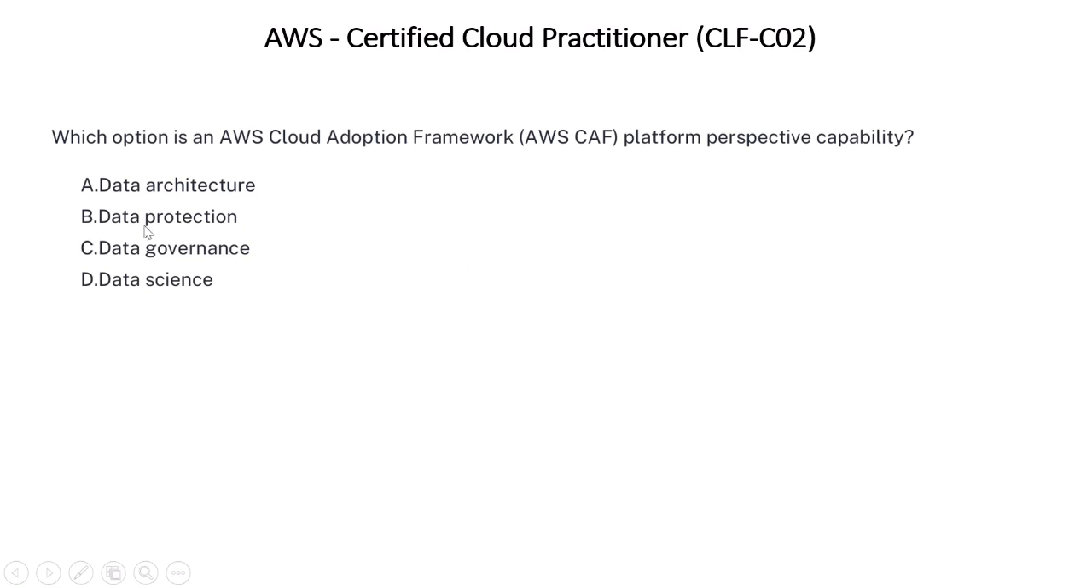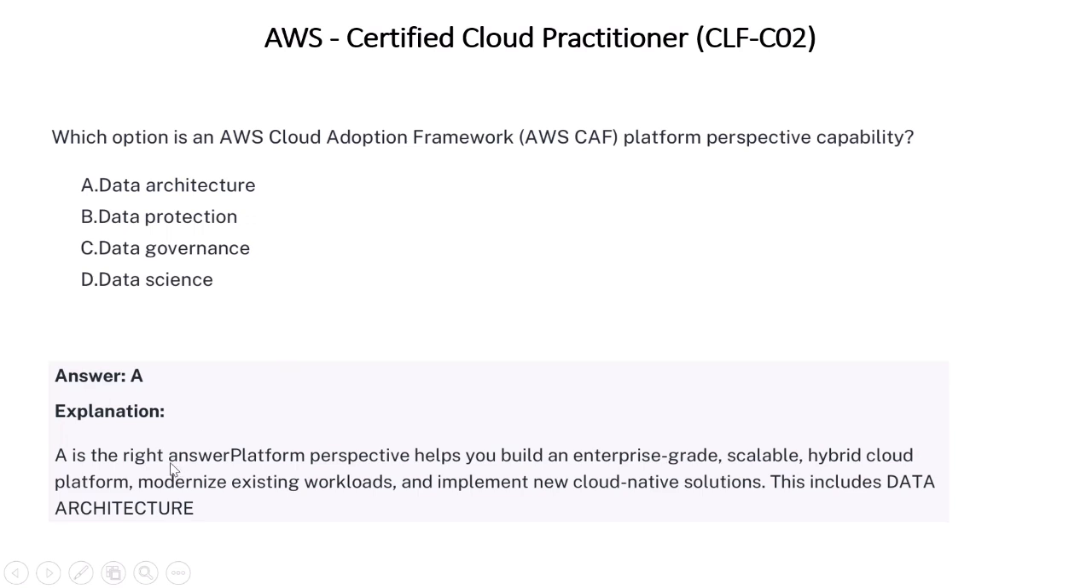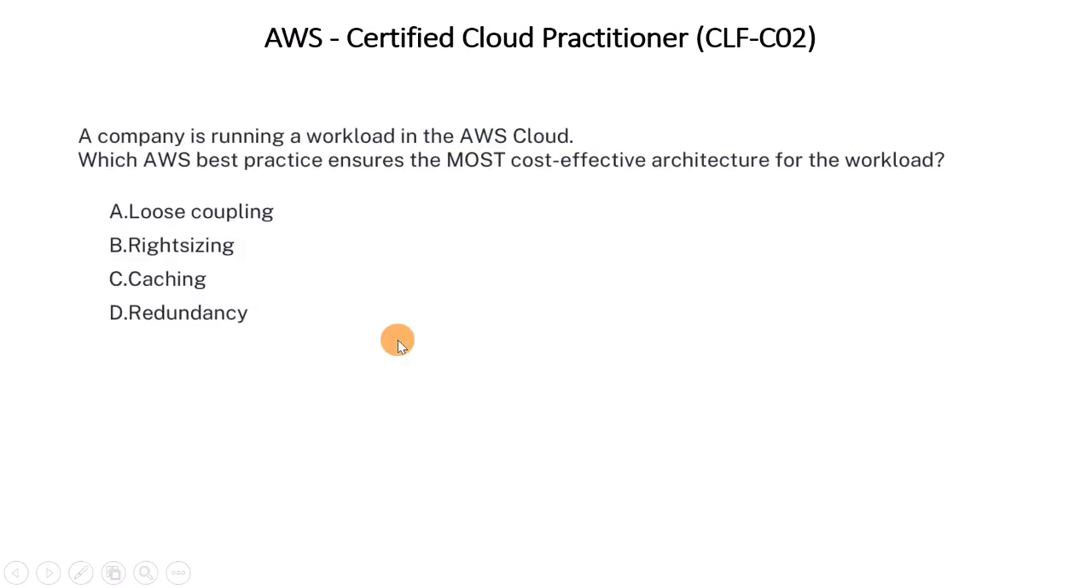Next, which option is an AWS Cloud Adoption Framework platform perspective capability? The options are option A, data architecture, option B, data protection, option C, data governance, option D, data science. The correct answer is option A, data architecture. A is the right answer. Platform perspective helps you build an enterprise-grade, scalable, hybrid cloud platform, modernize existing workloads, and implement new cloud-native solutions. This includes data architecture.